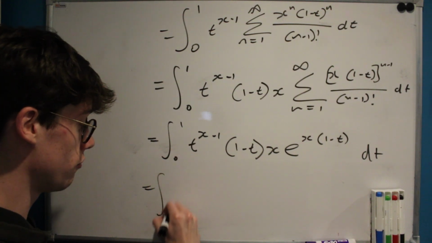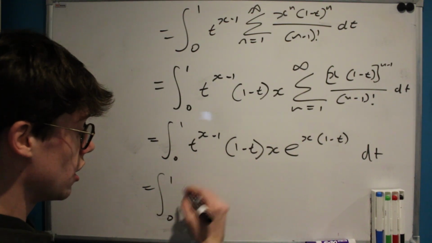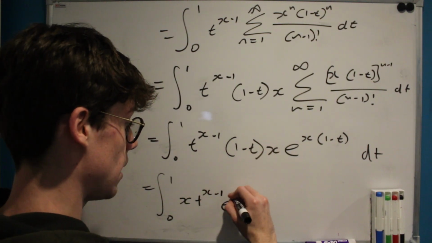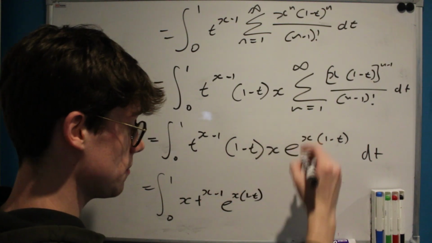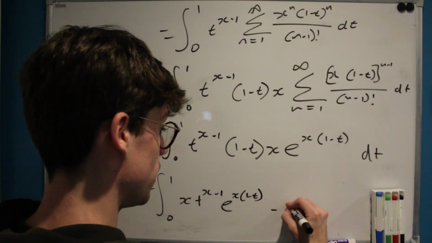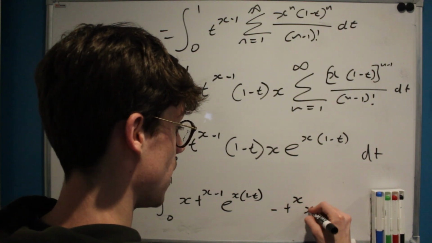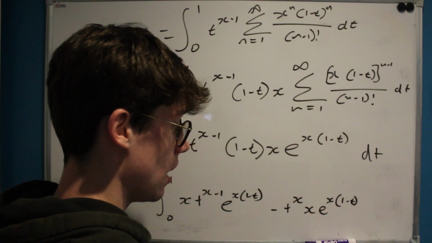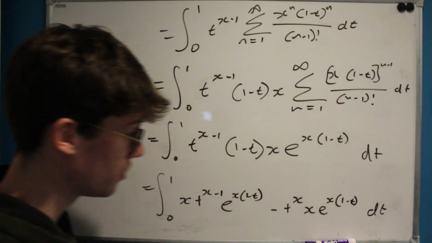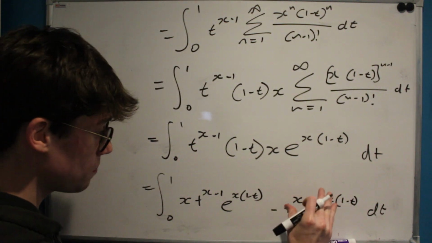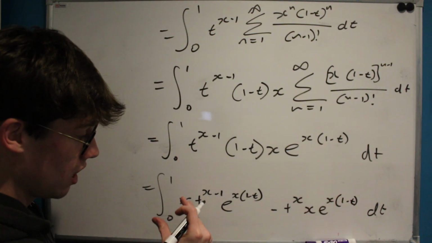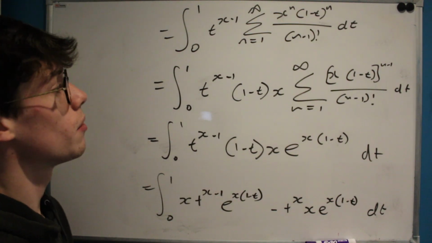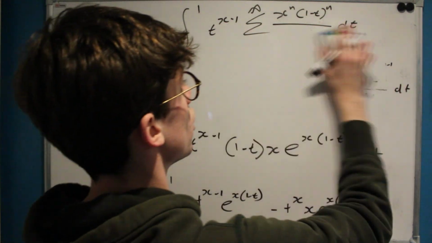And I think actually it will be helpful to expand out our brackets. So first we're going to end up with x t to the x minus 1 e to the power of x times 1 minus t. And then we're going to end up with minus t to the x times x e to the x times 1 minus t. And I think writing it out is so important for this question because this makes it clear that our integrand is simply the result of using product rule on a function.